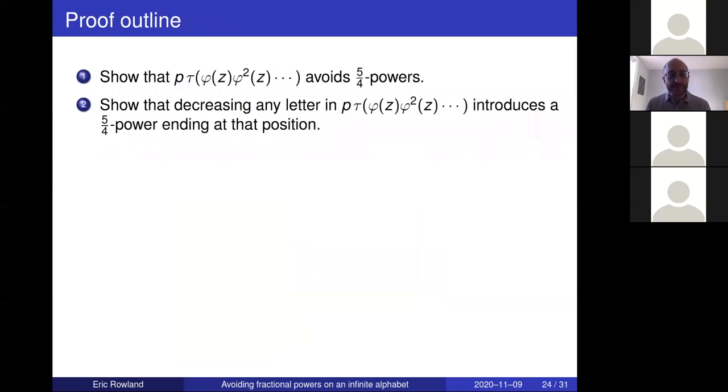So the proof is quite technical. Here's just the basic outline for all of these words, not just for the 5/4 power free word. What you want to do is you show that the word you think is WA over B avoids A over B powers, and then you also have to show that it's Lex least. So that means that decreasing any letter in the word will introduce an A over B power ending at that position, so that each letter is as small as it possibly can be.